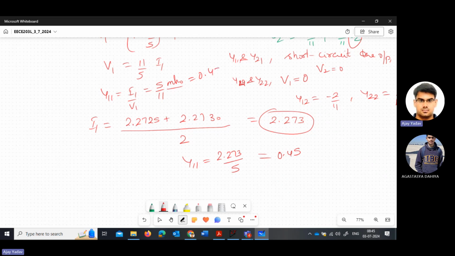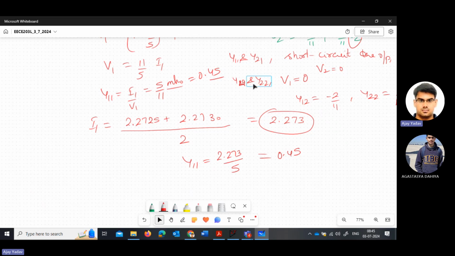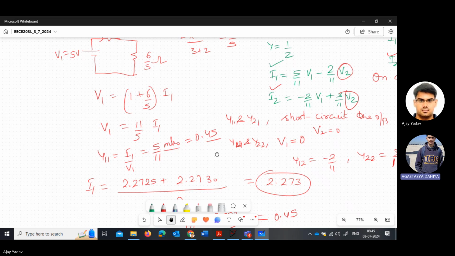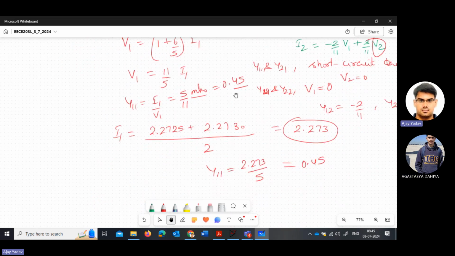So both are equal, right? Now you need to calculate another parameter. Because we want to calculate what another parameter is, Y21. Y21, okay. So Y21 is what? It is the ratio of I2 by V1.